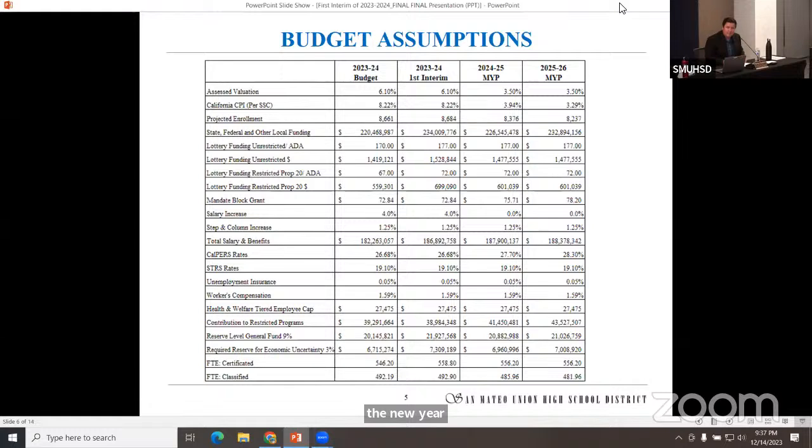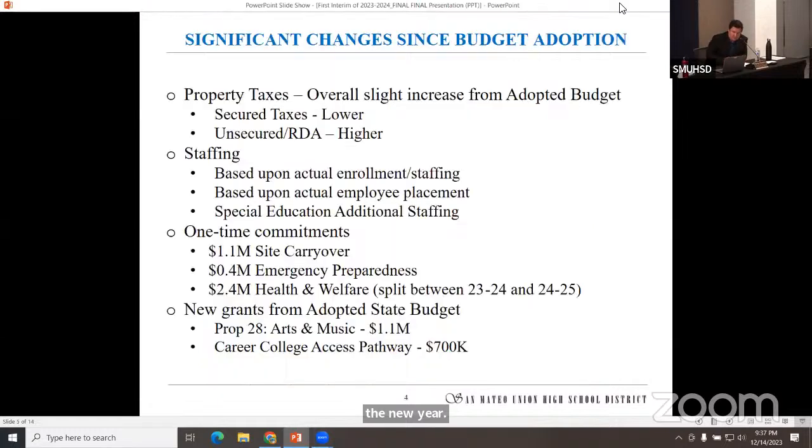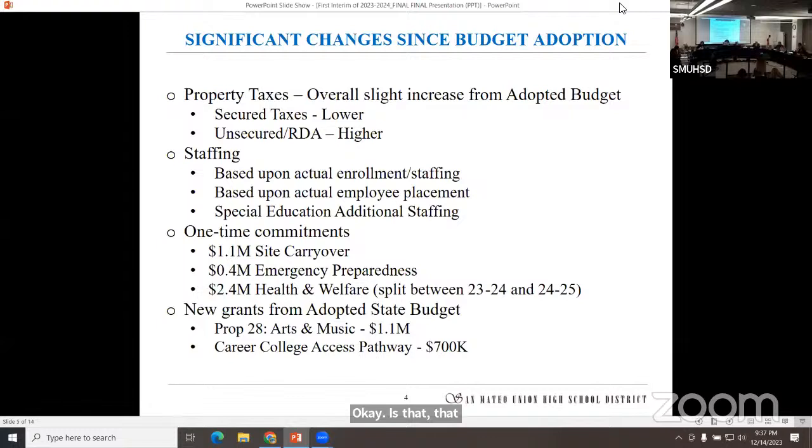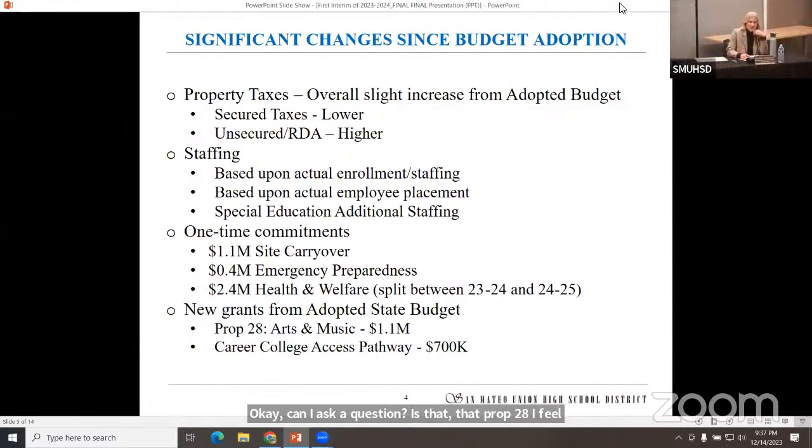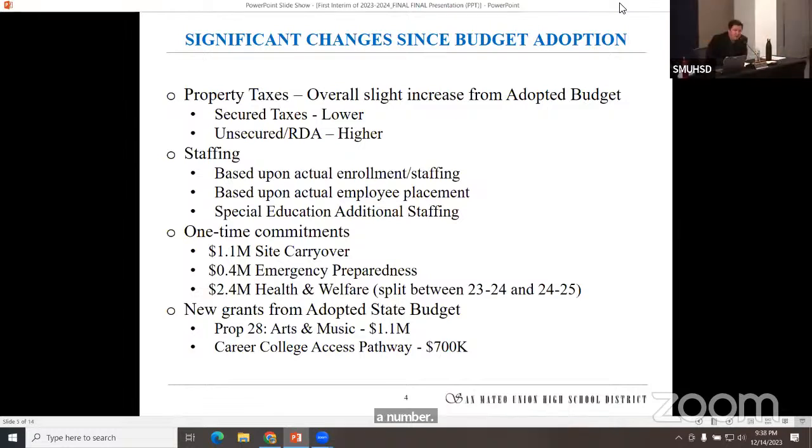Can I ask a question real quick? Absolutely. Is that Prop 28? I feel like the last time we asked about that, you didn't have a number. Is this the correct number? Yeah, this is the number. We got the number in November. So the last time was after our budget study session, when we just spoke about it. So yeah, we've been waiting and waiting, and Brian Simmons has sent about 100 emails to the state on this, and finally got that in. So we're really excited to start allocating those monies out for the 24-25 year for our sites.